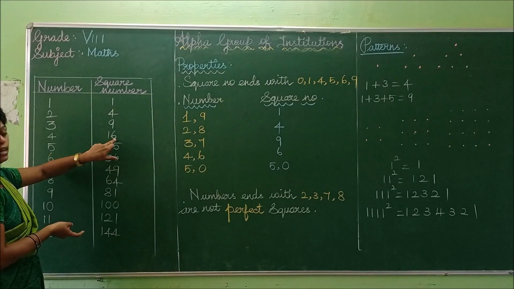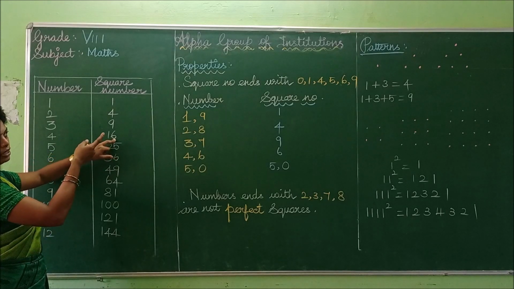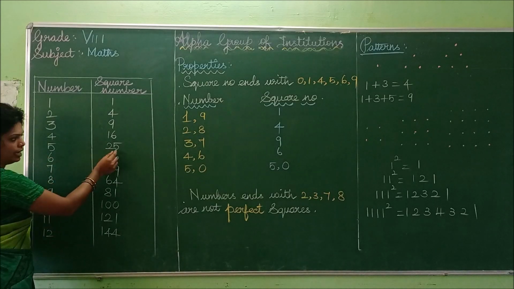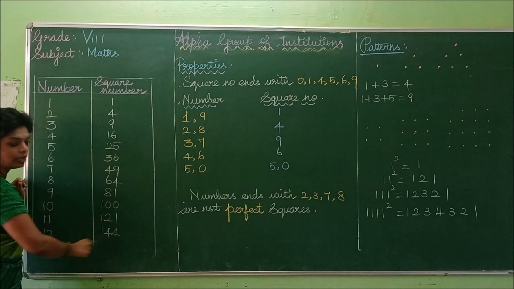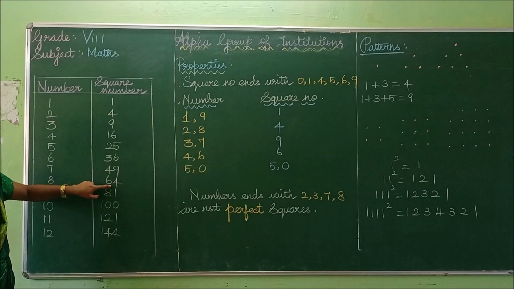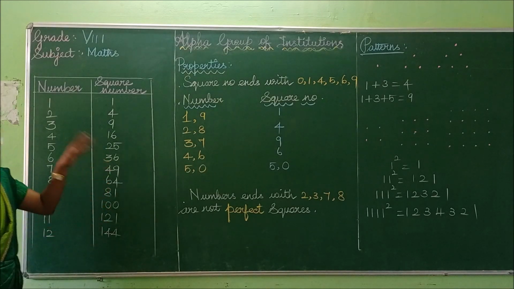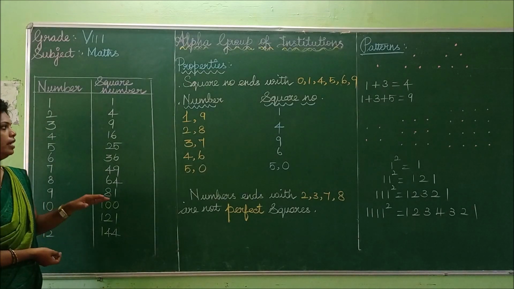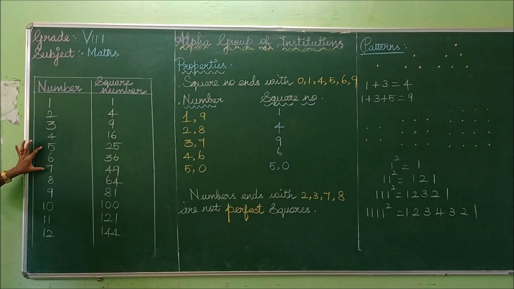16, you have to see the unit place only. So the number ends with 6. In 25 you have to look only at the 5. Each and every term you have to look at in the unit place only. So the square numbers end in 6, 9, 4, 1, 0. Okay. Then check these numbers.